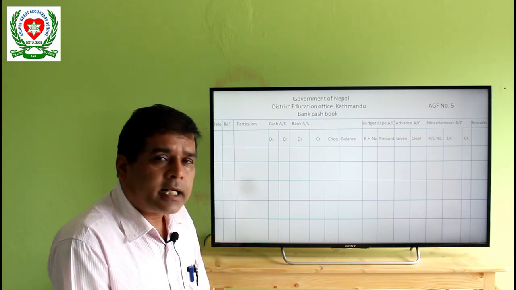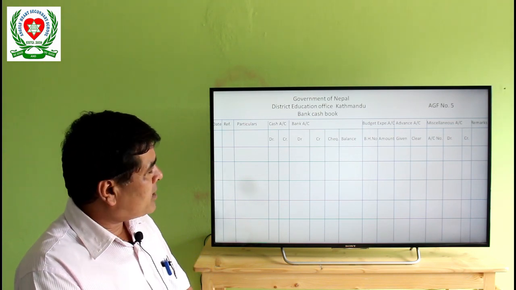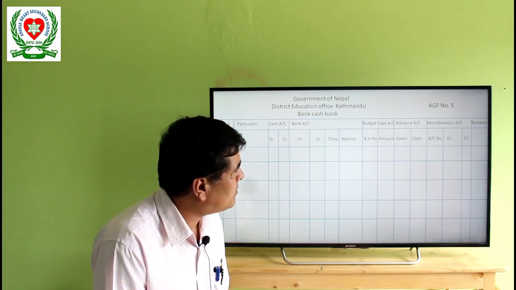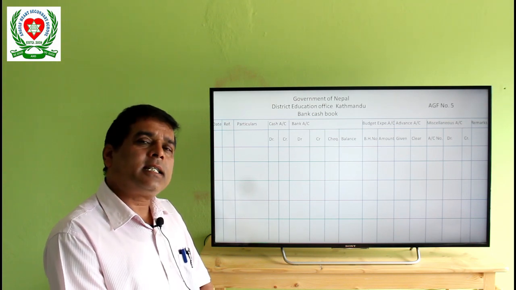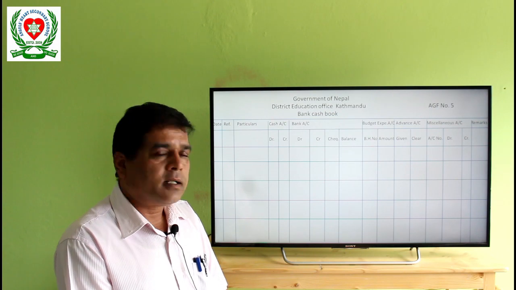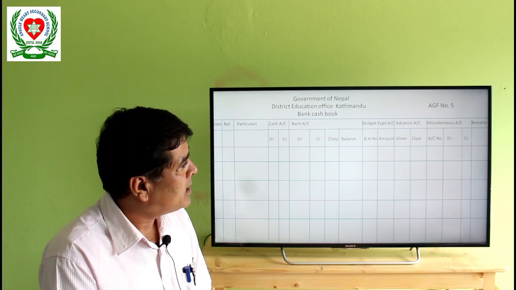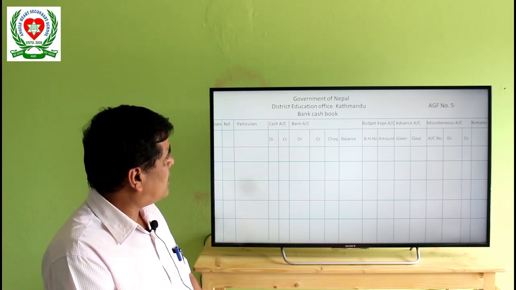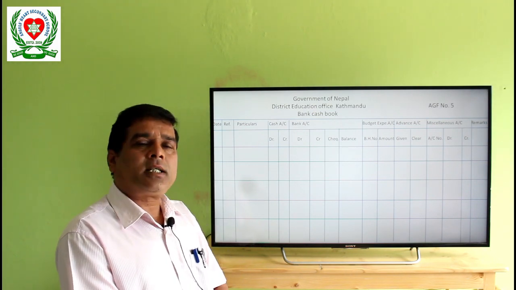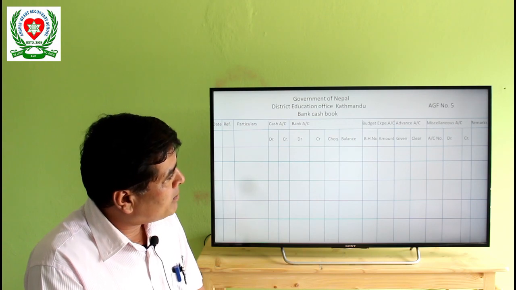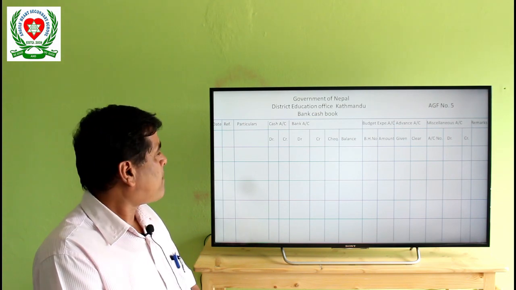And another is budget expenditure account. Budget head number should be written in the budget head numbers column, and amount should be written in the amount column. And there is another column, advance account. While advance is given, it should be written in the given column, and while it is cleared, it is written in the clear column. And those accounts which are not recorded in the above 4 accounts are to be recorded in the miscellaneous account. There is account number, debit column, and credit column, and last there is a remark.